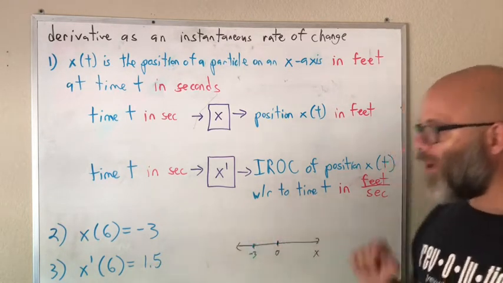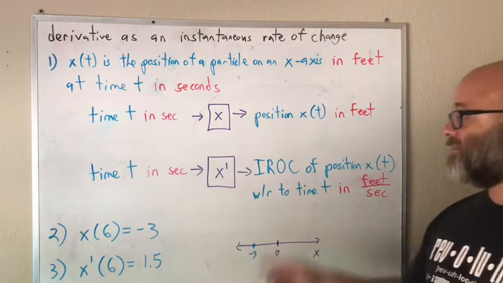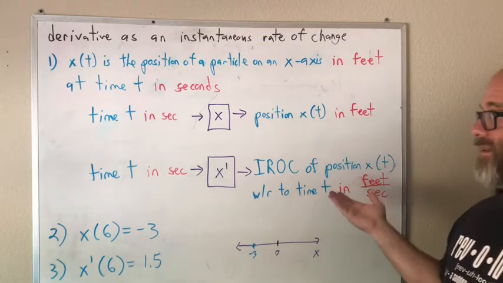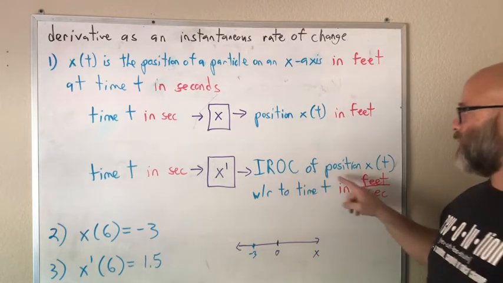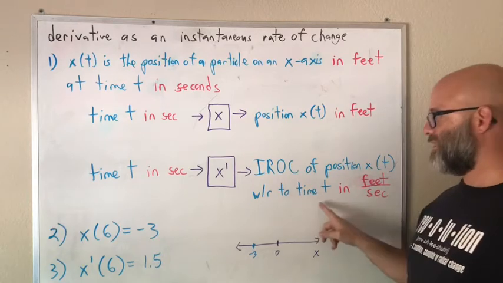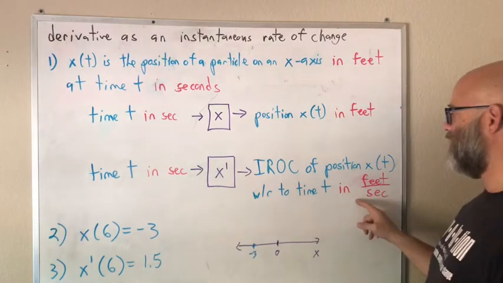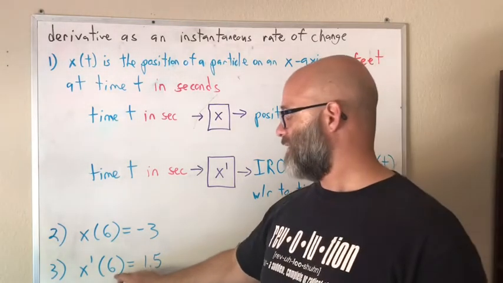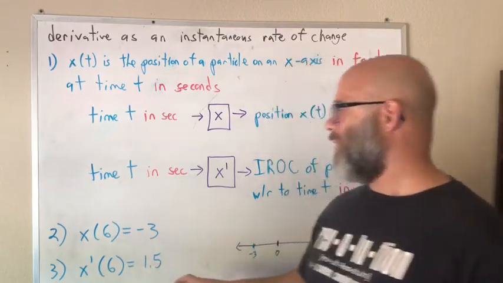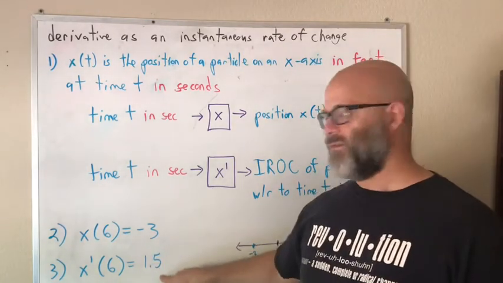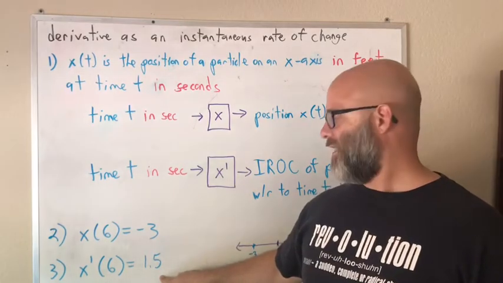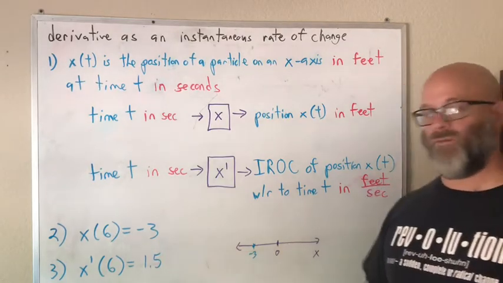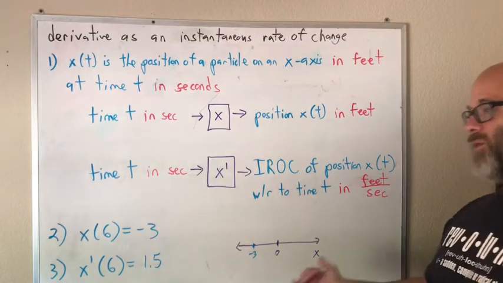Okay, what does x prime of 6 equals 1.5 mean? This means the derivative of x at 6 is 1.5. In context, it means the instantaneous rate of change of position with respect to time at time 6 is 1.5 feet per second. In other words, at time 6 seconds, the particle is moving in the positive direction at a rate of 1.5 feet per second. So it's got a velocity of 1.5 feet per second moving towards the right.